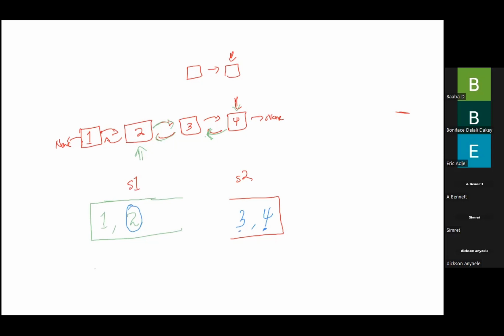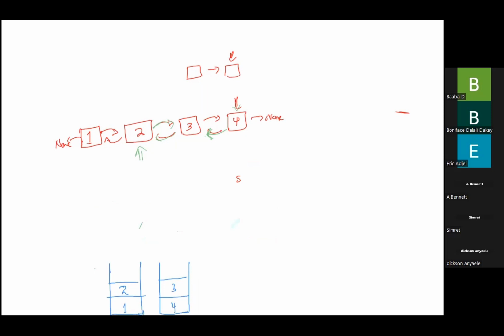It's better if we make it this way, so it looks like buckets, pushing things inside buckets: 1, 2, and then we have 4, then we have 3. This is a clearer view. I don't know, this thing can't even enlarge. Okay. So this is our stack 1. This is our stack 2.